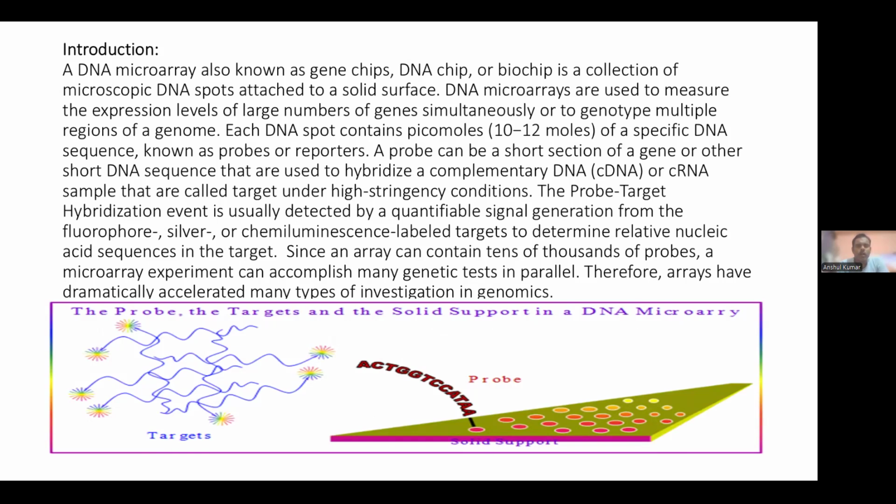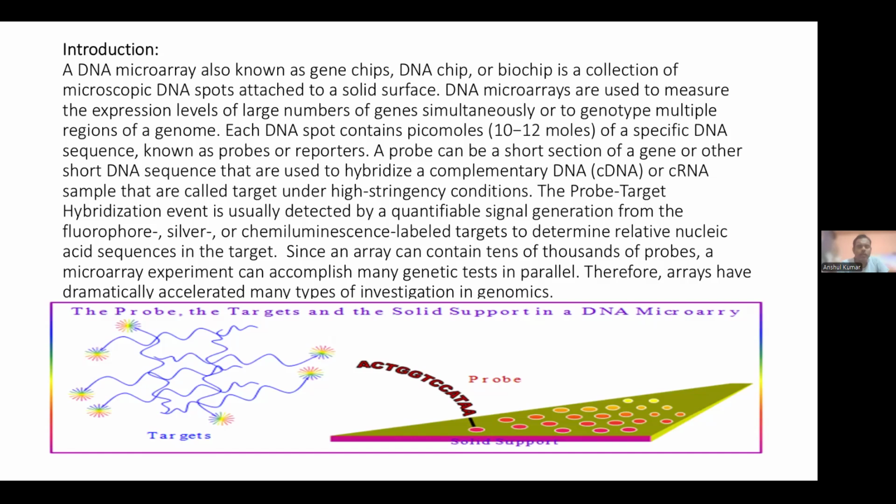DNA microarrays are used to measure the expression levels of a large number of genes simultaneously, or to genotype multiple regions of a gene. Each DNA spot contains picomoles, 10 to the power of minus 12 moles, of a specific DNA sequence known as probes or reporters. A probe can be a short section of a gene or other sample, which are called targets, under high stringency conditions. The probe-target hybridization event is usually detected by quantifiable signal generation from fluorophore, silver, or chemiluminescence labeled targets to determine the relative nucleic acid sequence in the target.